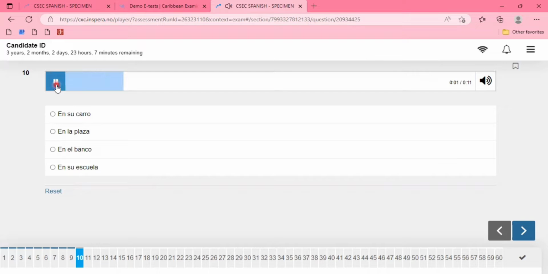Pregunta 10. ¡Ay, qué embotellamiento de tráfico! ¿A qué hora voy a llegar a casa? ¿Dónde está esta persona?